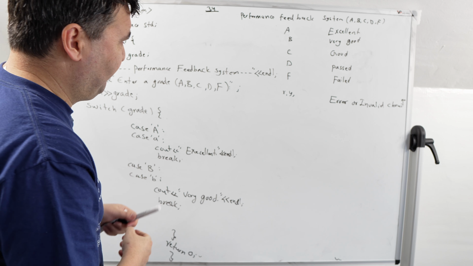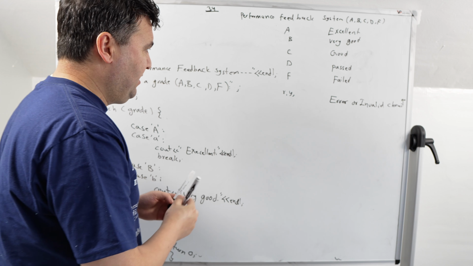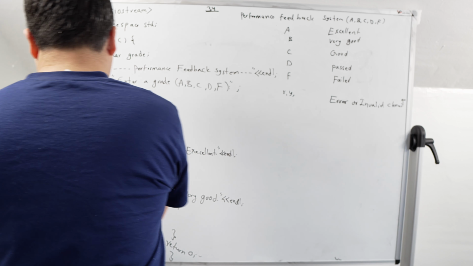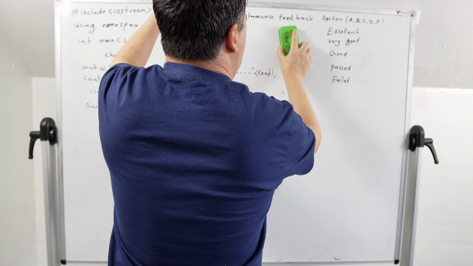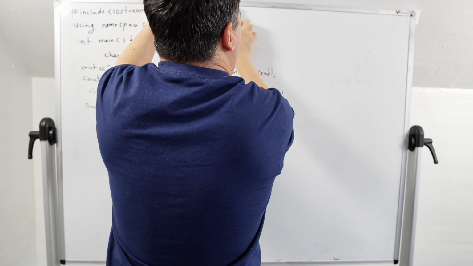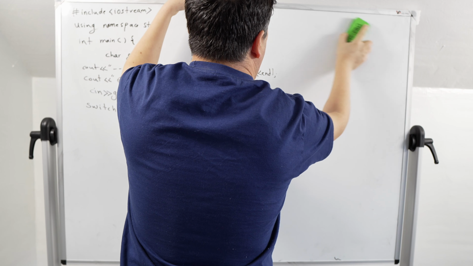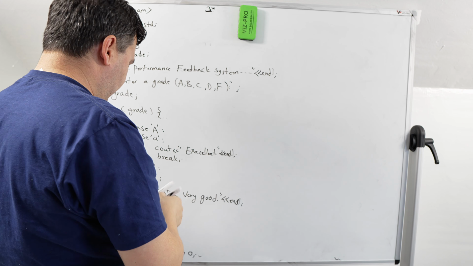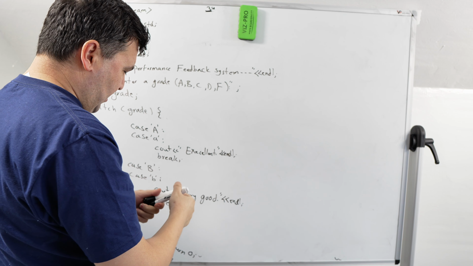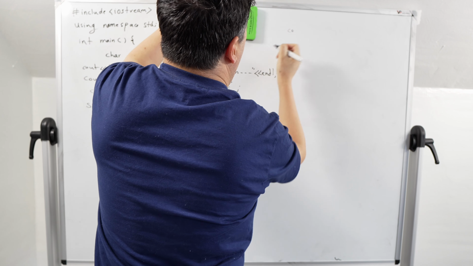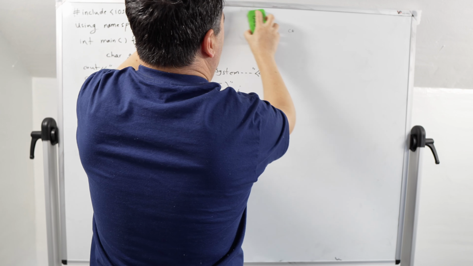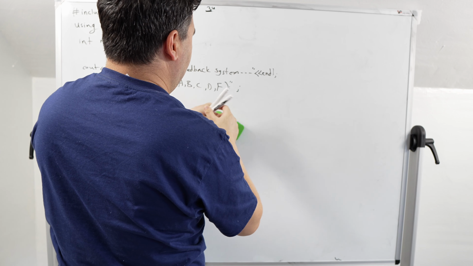And then we have case C, case D, case F. The same way we check. So let me clean this side of the whiteboard. Okay, so I write the remaining of our code on this side. This marker is not working, so let me write with another.